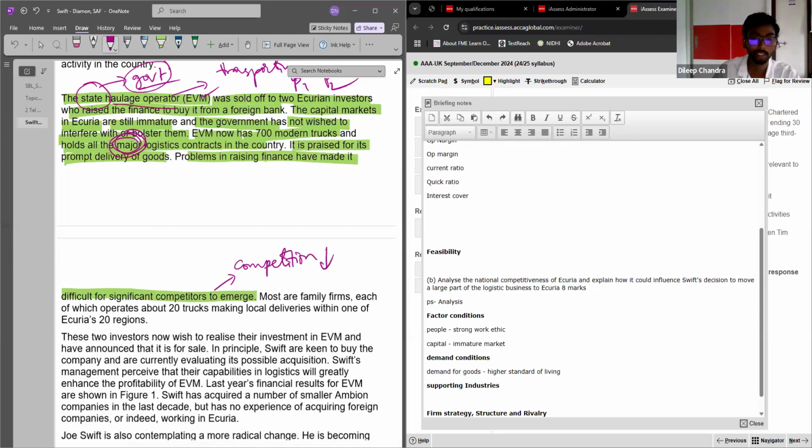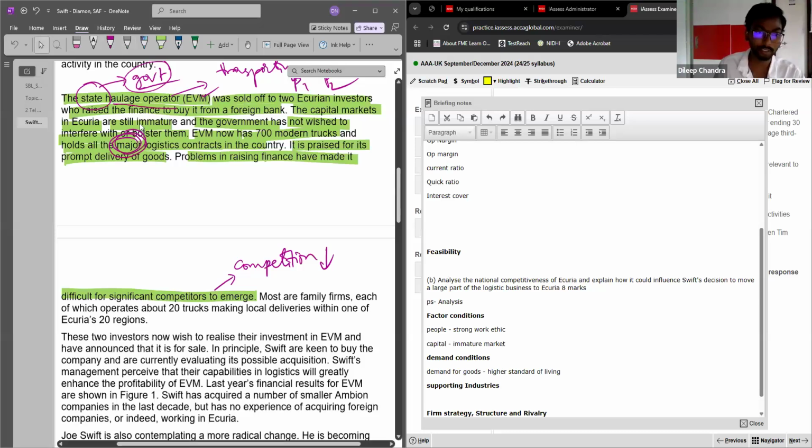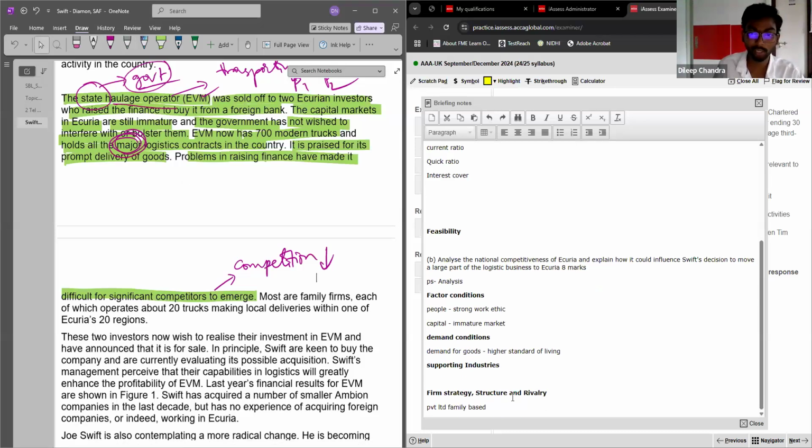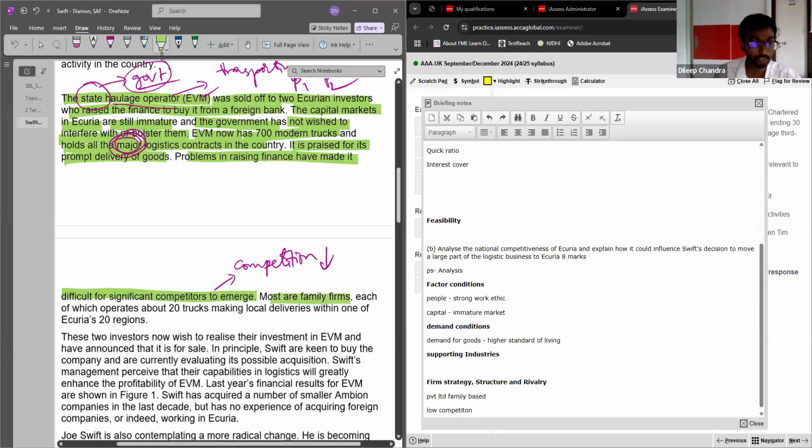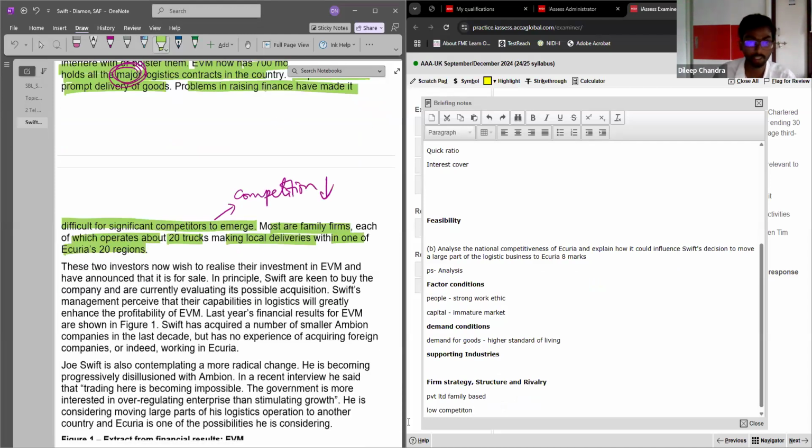Competition is low. The moment I look at this point, I'll go to Porter's diamond, in rivalry. In rivalry, I'll talk about this. So, low competition. Okay. Most are family farms, each of which operates around 20 trucks, making local deliveries within one of Ecuria's regions. Okay. Private and family based, I have already mentioned in the answer.